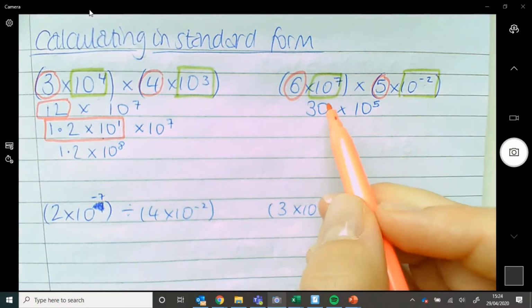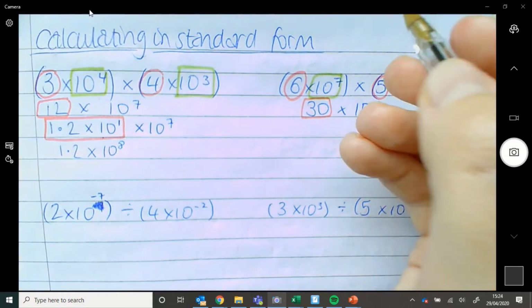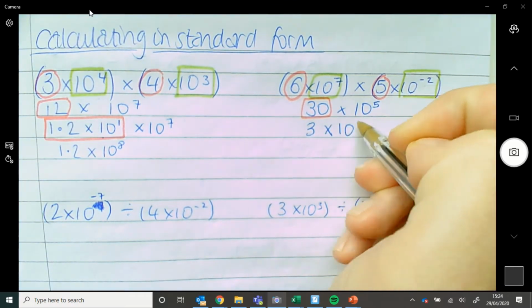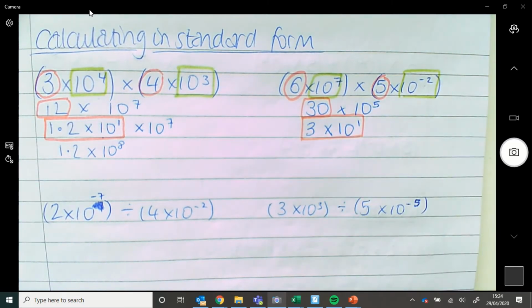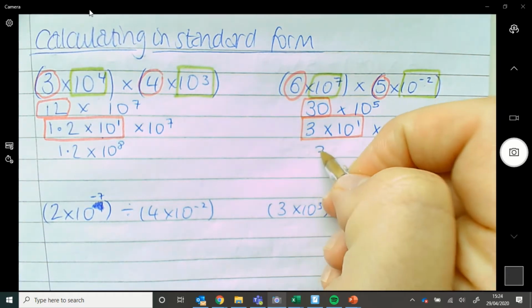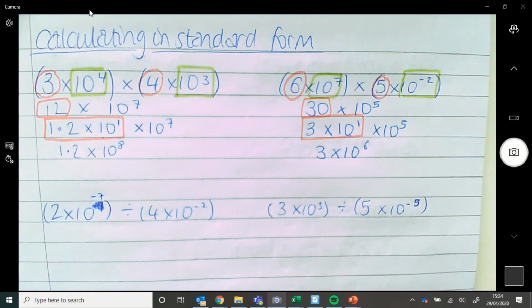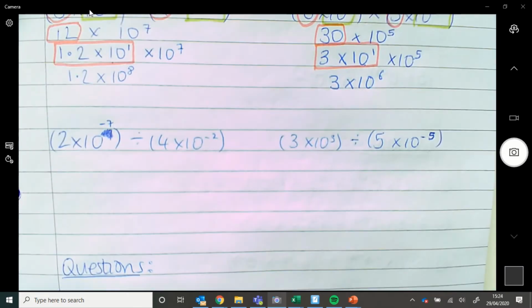I need to check, is it in standard form? This number is not yet in standard form. So 30 becomes 3.0, or just 3, times 10 to the power of 1. So these things are all equivalent. I've got times 10 to the power of 5 still. Overall that gives me 3 times 10 to the power of 6. 10 to the power of 1 times 10 to the power of 5 gives me 10 to the power of 6. I'm going to do 2 examples where I'm dividing before I ask you to have a go.